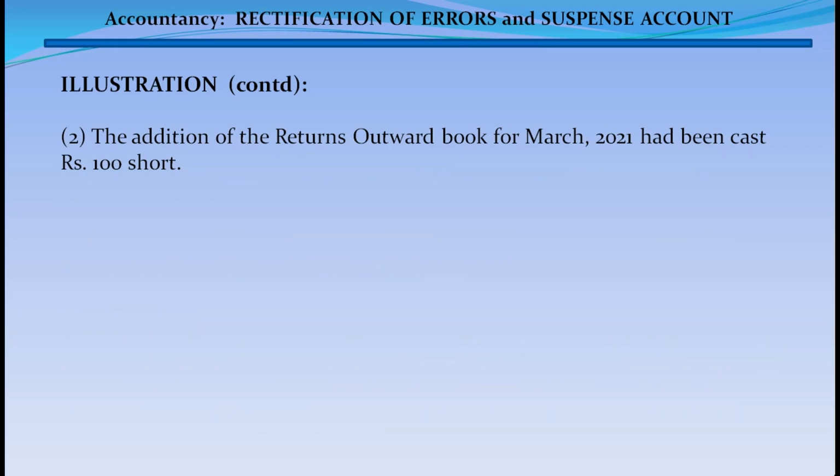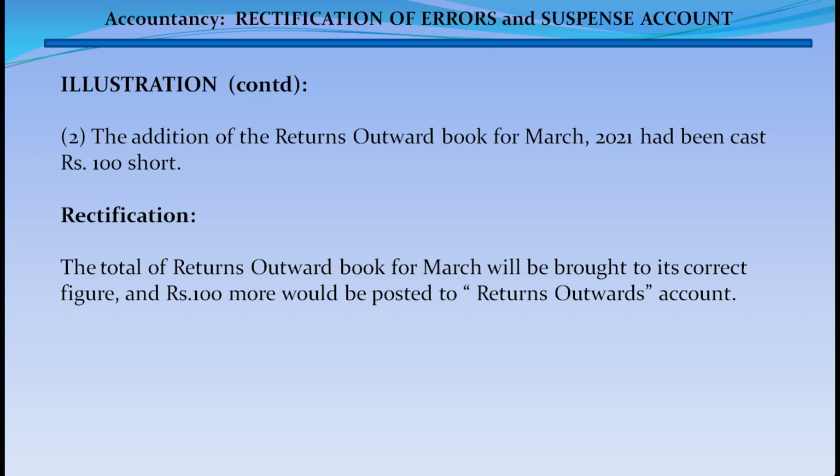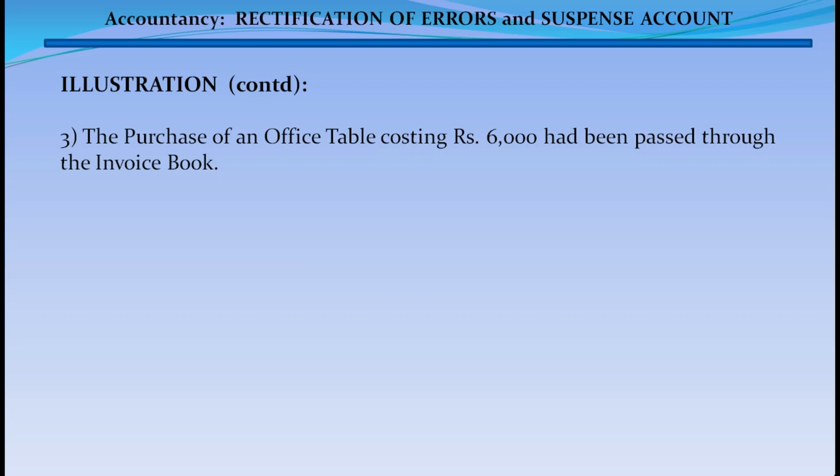2. The addition of returns outwards book for March had been cast 100 rupees short. Rectification. The total of returns outwards book for March will be brought to its correct figure. 100 rupees more would be posted to returns outwards account. 3. The purchase of an office table costing 6,000 has been passed through the invoice book.